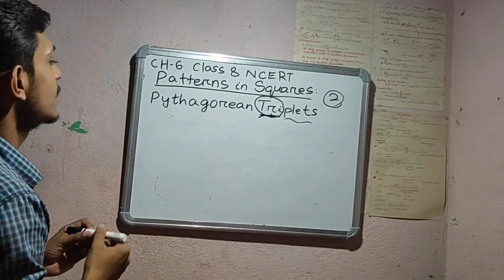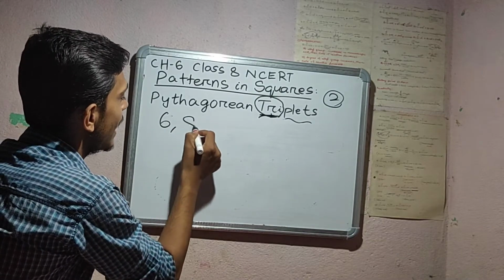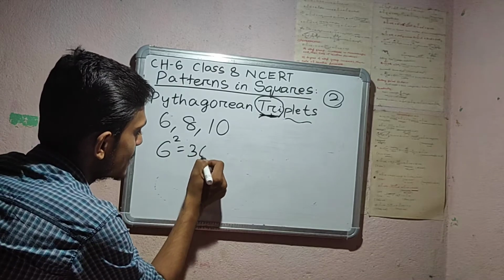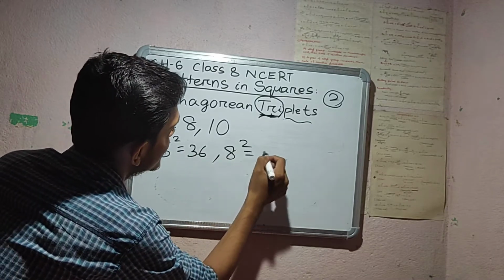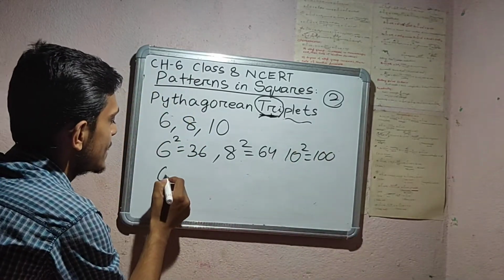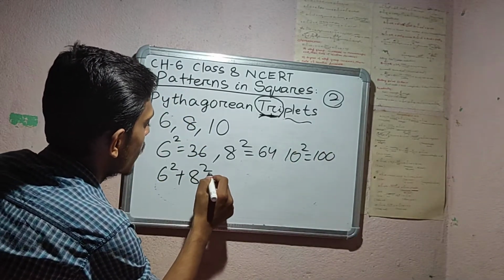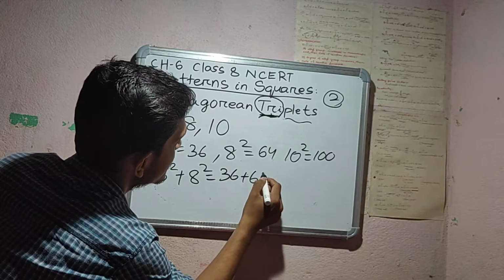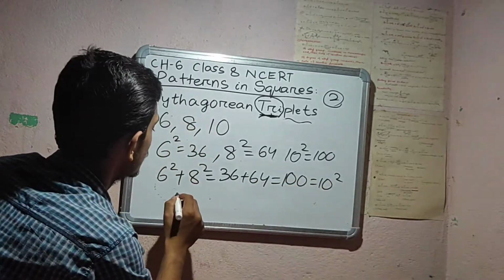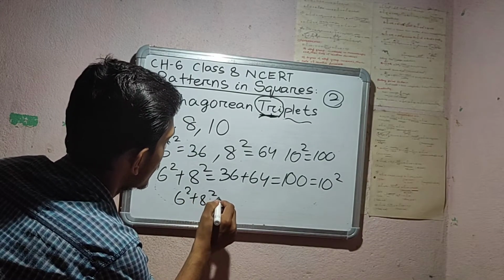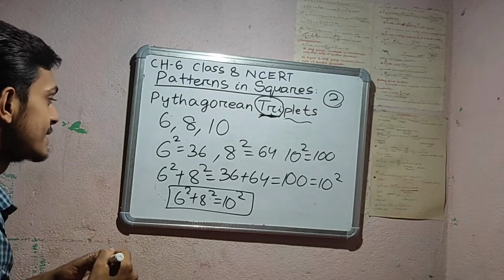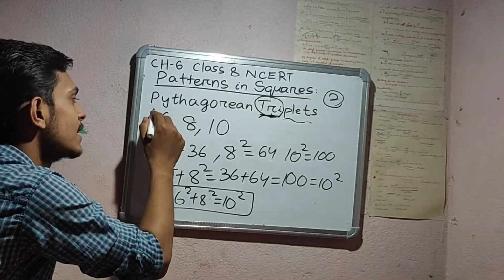Consider another triplet: 6, 8 and 10. 6 squared is 36, 8 squared is 64, 10 squared is 100. So 6 squared plus 8 squared, that is 36 plus 64, gives 100. This is the square of 10. So 6 squared plus 8 squared is equal to 10 squared, and 6, 8, 10 is another triplet.